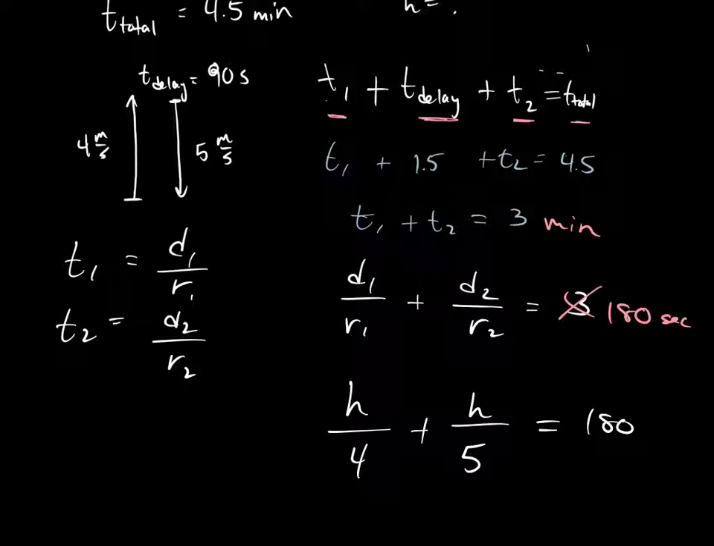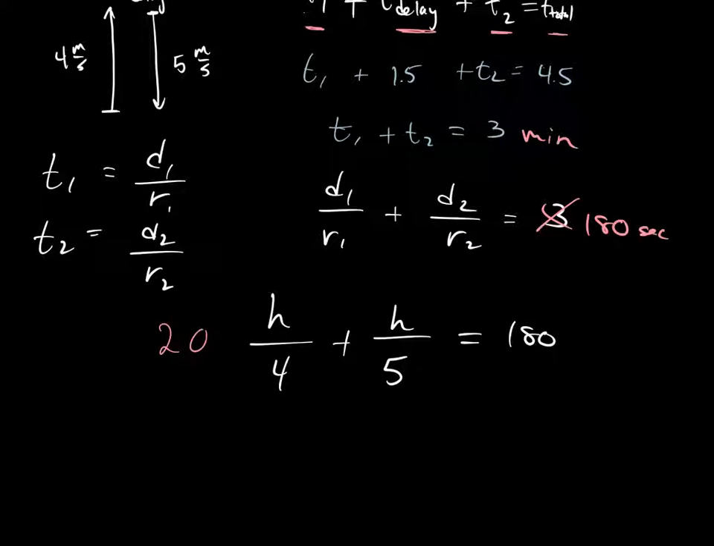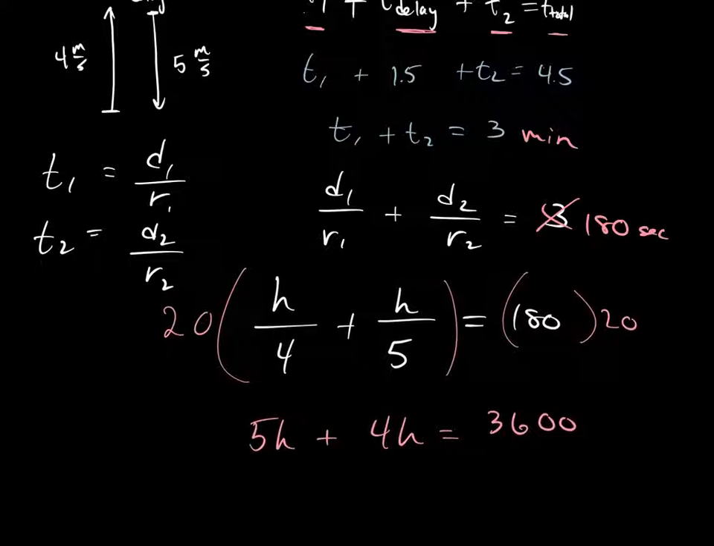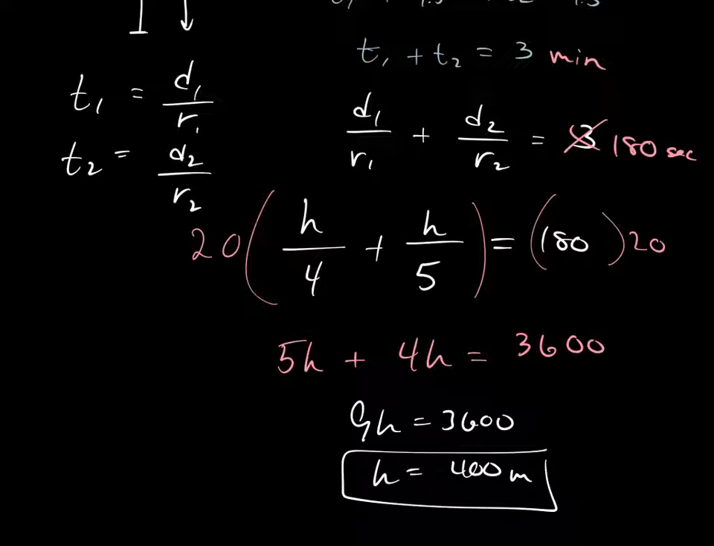What do you need to do at this point? Find a common denominator. Multiply the whole thing through. So multiply everything by 20, please. It's the least common denominator, right? So 20h over 4 is going to be 5h. 20h over 5 is 4h. 20 times 180: 2 times 18 is 36, and tack on the two zeros. Remember, these are units in seconds, so we're not too concerned about that number looking very large. 9h is 3600. H equals 400 meters.